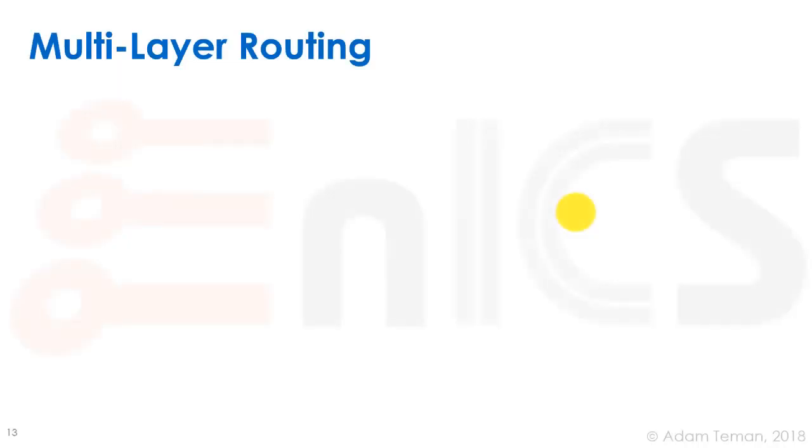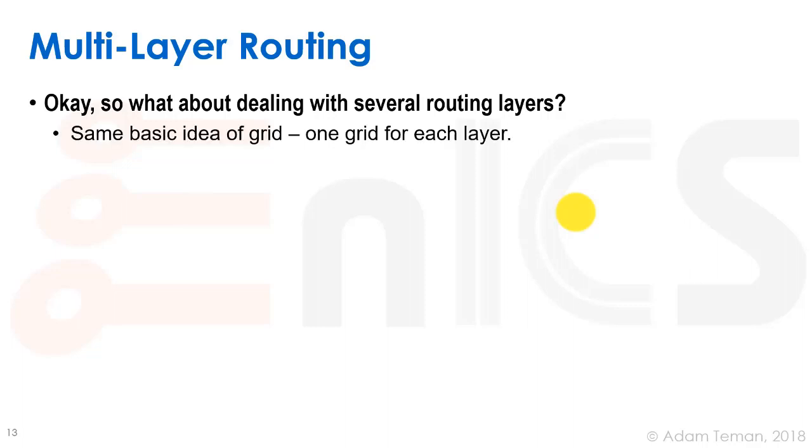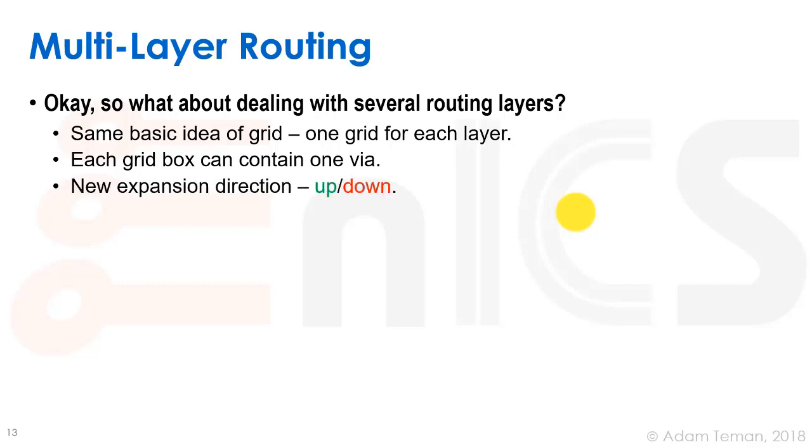Our next problem is, how do we deal with routing several layers? So we already discussed that we're not doing this type of thing where we have just one layer with things routing for each other. So we're going to use the same basic idea. We're going to make one grid for each layer of routing. Okay? And not only that, we're going to say that each grid box can contain a via or a contact that goes between one grid layer and the next one. This gives us a new expansion layer. If up till now we were doing north and south and east and west, now we're going to have an up and down direction.